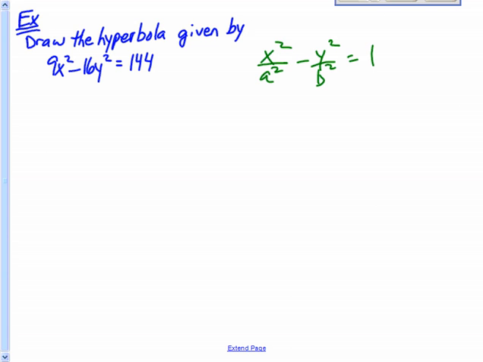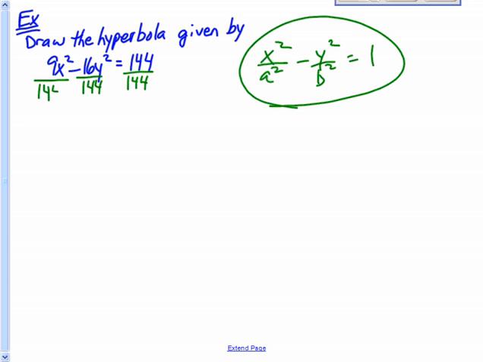Back to it here. And you notice that your x is done first, right? So you're like, well, it's going to look like this eventually. Okay, let's force it to look like that. So we need it to have a 1 on the right hand side. So we're going to go ahead and divide both sides by 144 and we'll force that. Okay, so we got equal to 1 here.